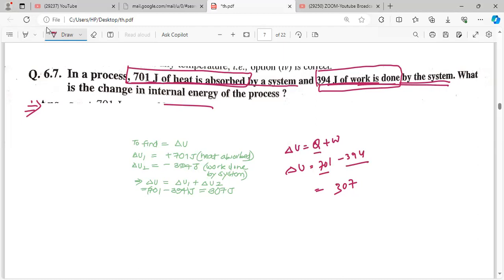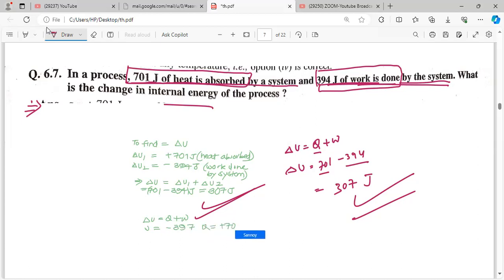So that means, sir, we have to do like this. 307 joule, that is the correct answer. First of all, we have to write delta U equal to Q plus W. So W here is given minus 394 and Q is given plus 701. Therefore delta U equal to 701 plus minus 394. You are getting here 307. That is the correct one.